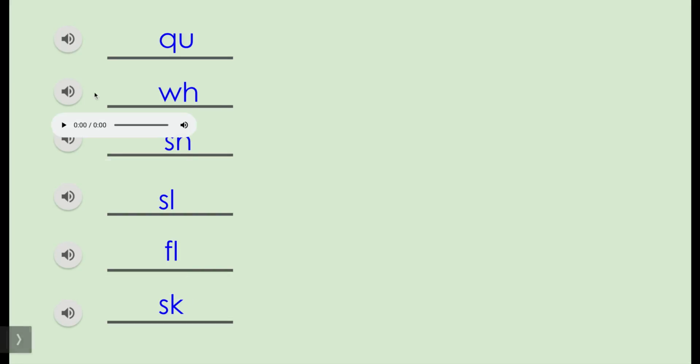Let's check. The first sound was made by QU. The second sound, WH. The third sound, SH. The fourth sound, SL. The fifth sound, FL. And the last sound, SK.